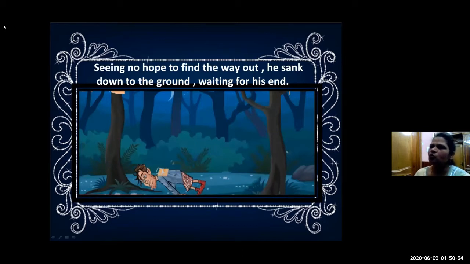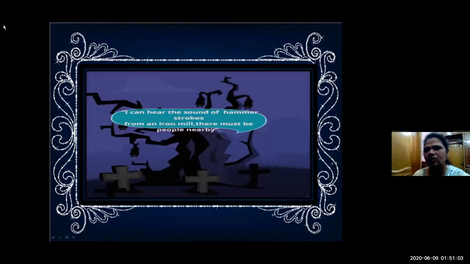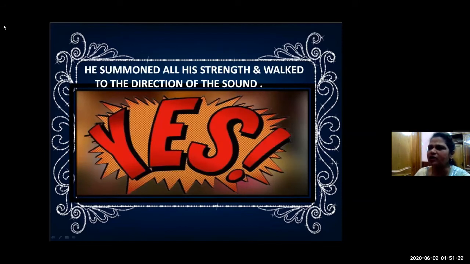At last, seeing no hope to find the way out, he sank down to the ground, sure that his end was quite near now. So he started waiting for his end. As he was about to sink down, he heard the sound of hammer strokes, and he realized that there was an iron mill. There must be people nearby. Yes, he mustered all his courage, summoned all his strength and started going in the direction of the sound of the hammers.